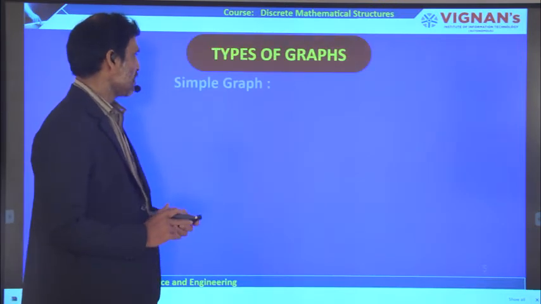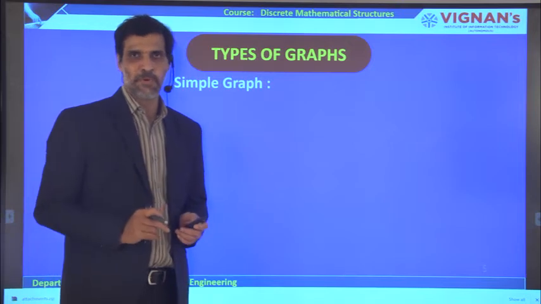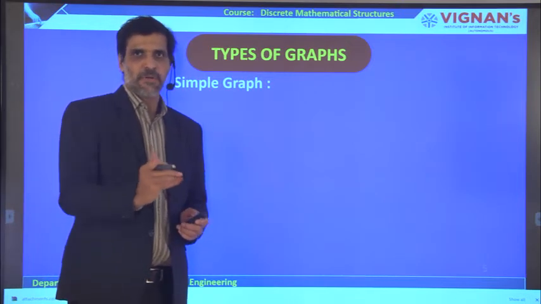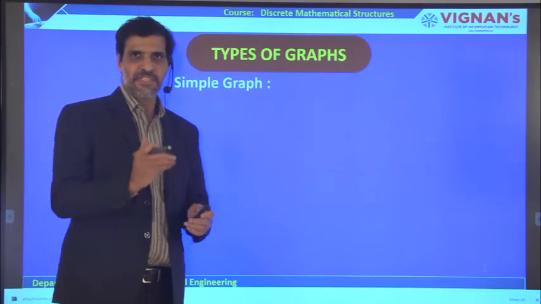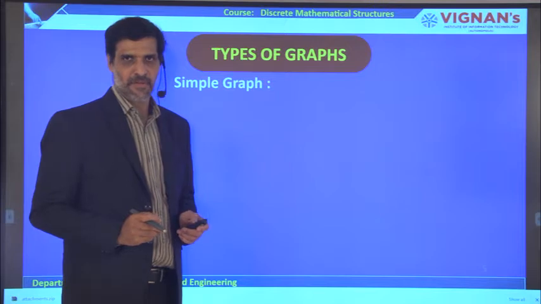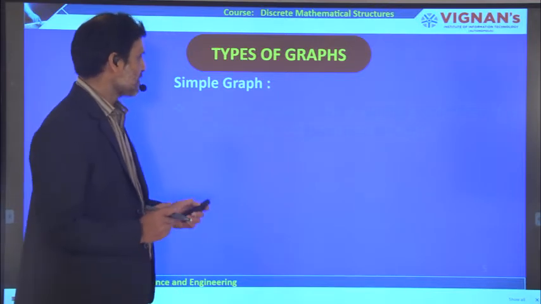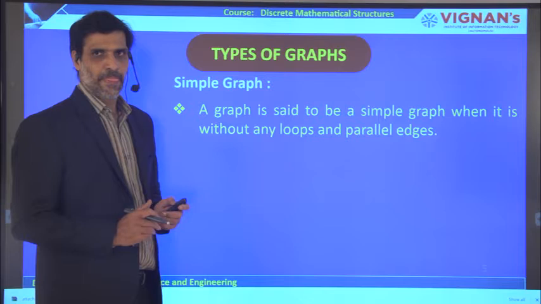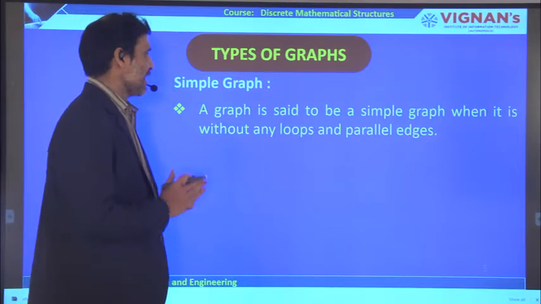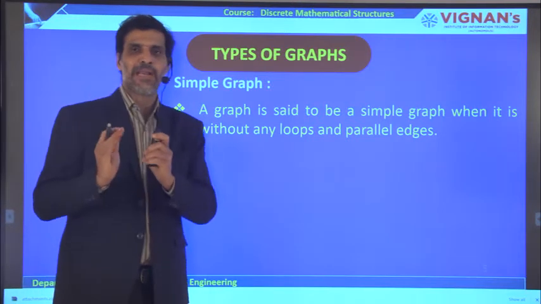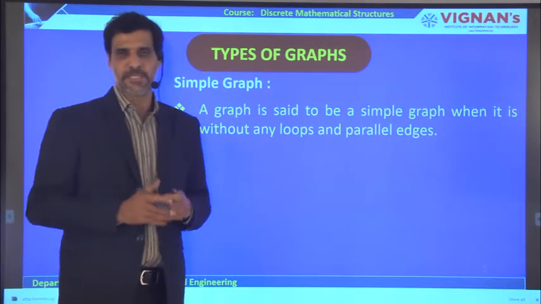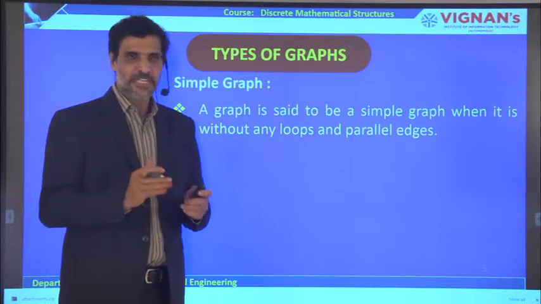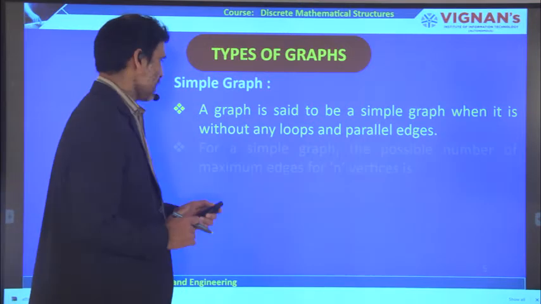And coming to the third one, what do you mean by a simple graph? We discussed the undirected graph. We discussed the directed graph. So the definition of the simple graph is: a simple graph is a graph that does not contain any loops or parallel edges or multiple edges.